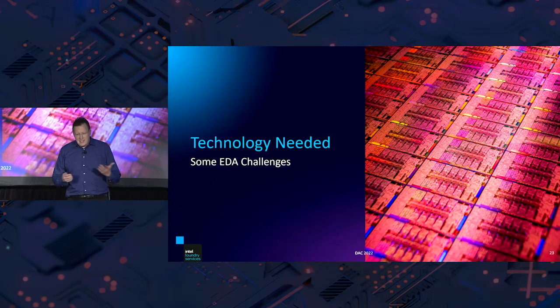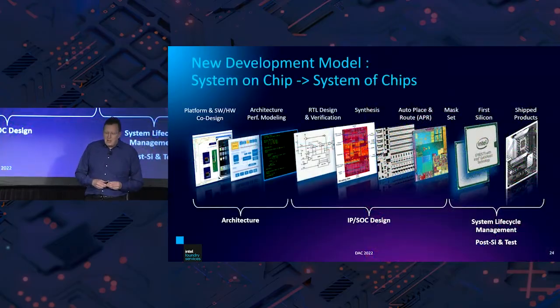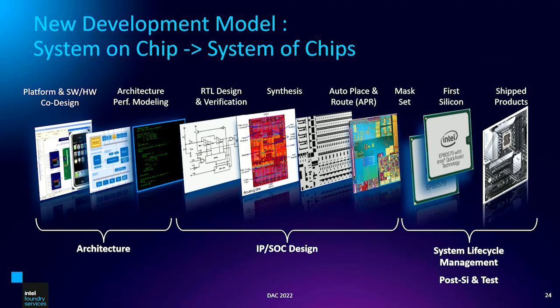So I think there's some technology needed, and some of you probably in the audience work on EDA technology, I hope, right? So as we go from a system on chip to system of chips, a lot has to change in how we design, architect, and construct these chips. The architecture has to change, the IP and SoC design has to change, the post-silicon and test has to change, and the way we manage system lifecycle has to change as well. So it starts with platform software and hardware co-design, architectural performance modeling, RTL design, all the way down the gamut.